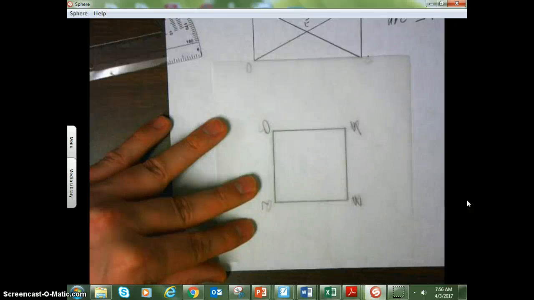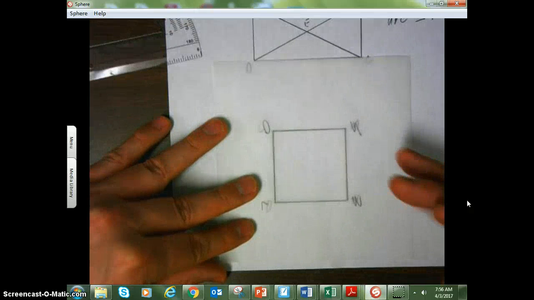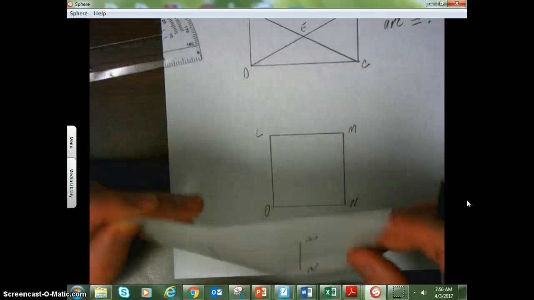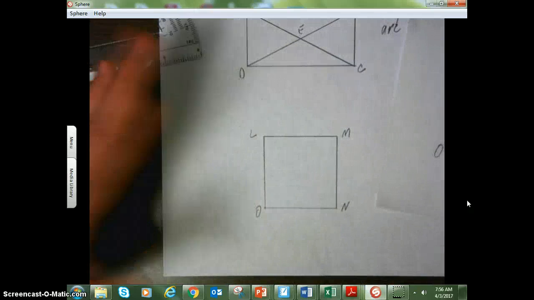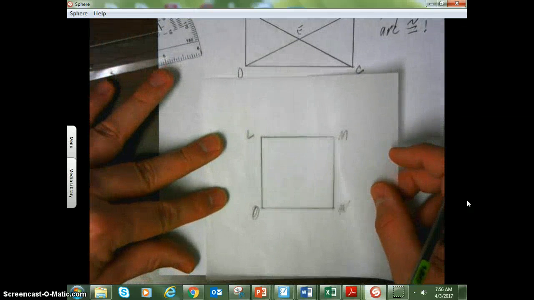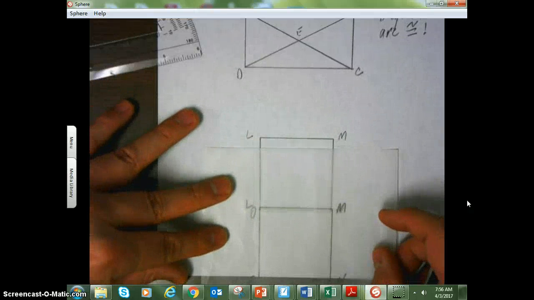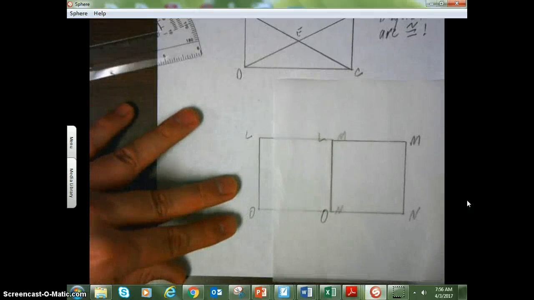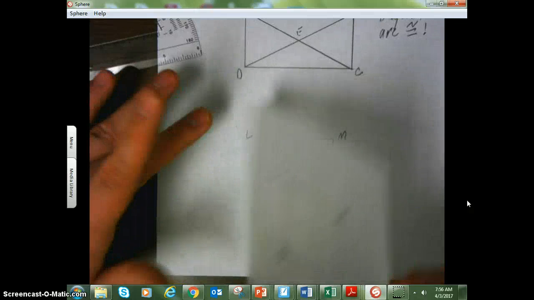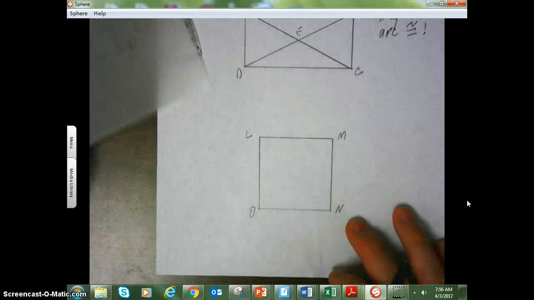And if it has a sum of 360 where all four angles are the same, the only way that can happen is if they're all 90 degrees. So we do have 90-degree angles. We can compare the sides opposite of each other and show that they're the same. So yes, this is a parallelogram.